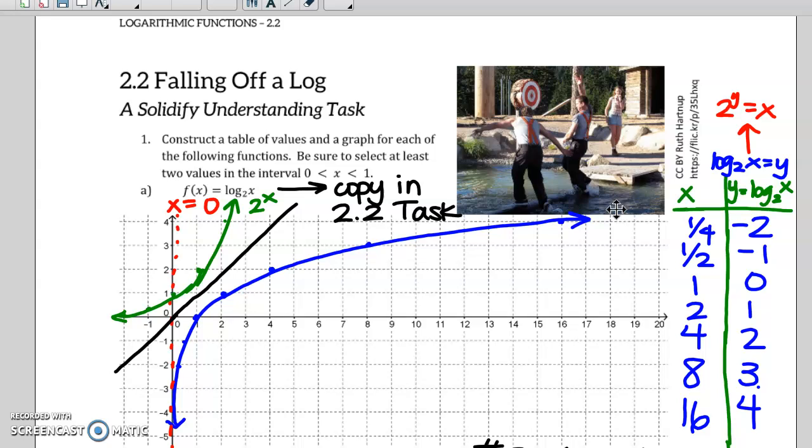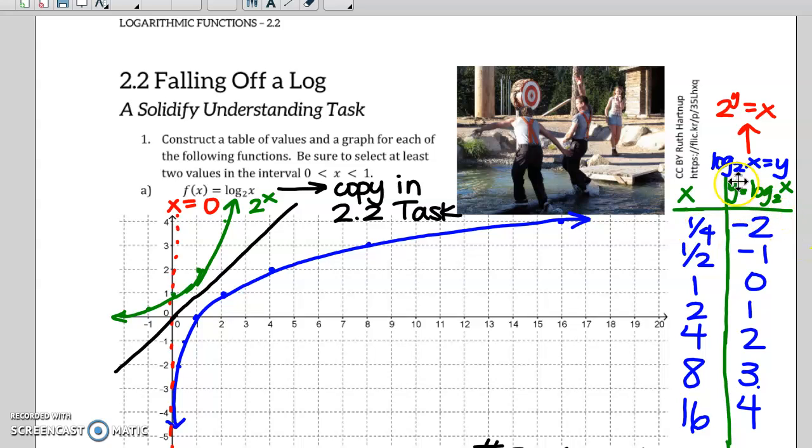To make it easier, we're going to make a table and think about its conversion to the exponential equation. So we're given y equals log base 2 of x, but if we convert that to exponential form, it's 2 to the y equals x. So I'm going to make the y values go from negative 2 to 4, and then we're going to think about it going backwards to get the x values, since the log is the inverse of the exponential.